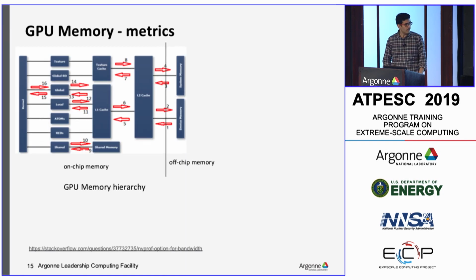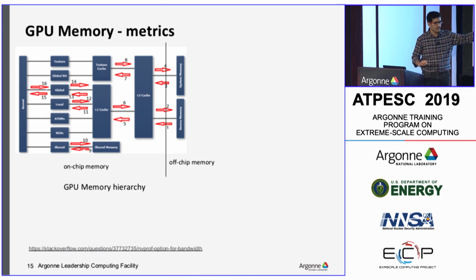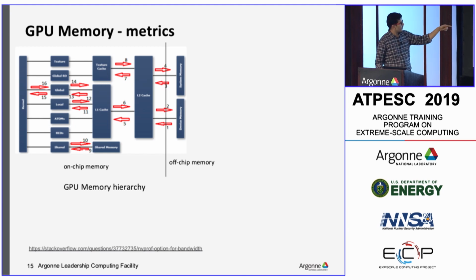If you go into a bit more detail at the hardware level, this is a typical GPU memory hierarchy. This is my kernel, that's my computational unit. There are different levels of hierarchy of the memory. At the first level you have the global, texture and local memories, and next you have the L1 caches, followed by the L2 caches. This memory is called on-chip memory, and beyond that you have something called off-chip memory. That's where you have the device memory, called the DRAM.